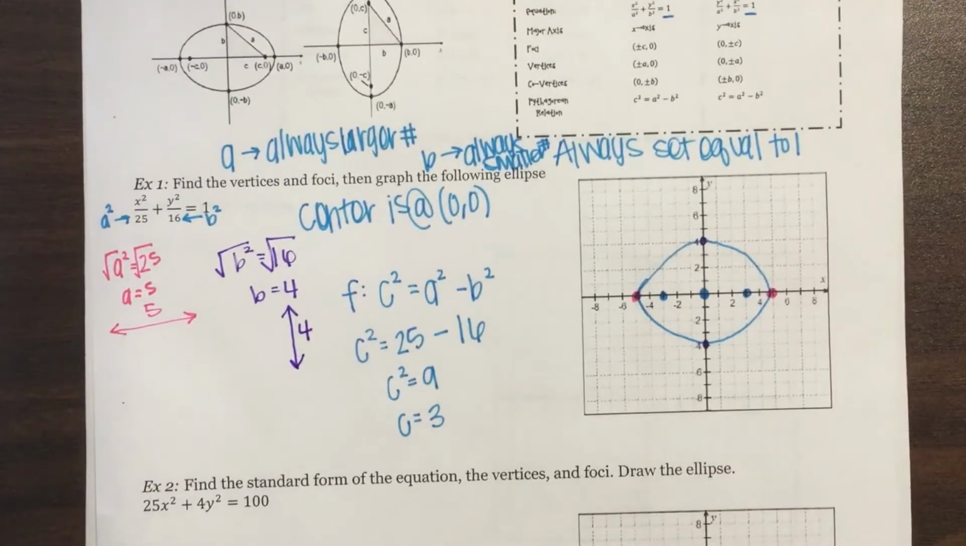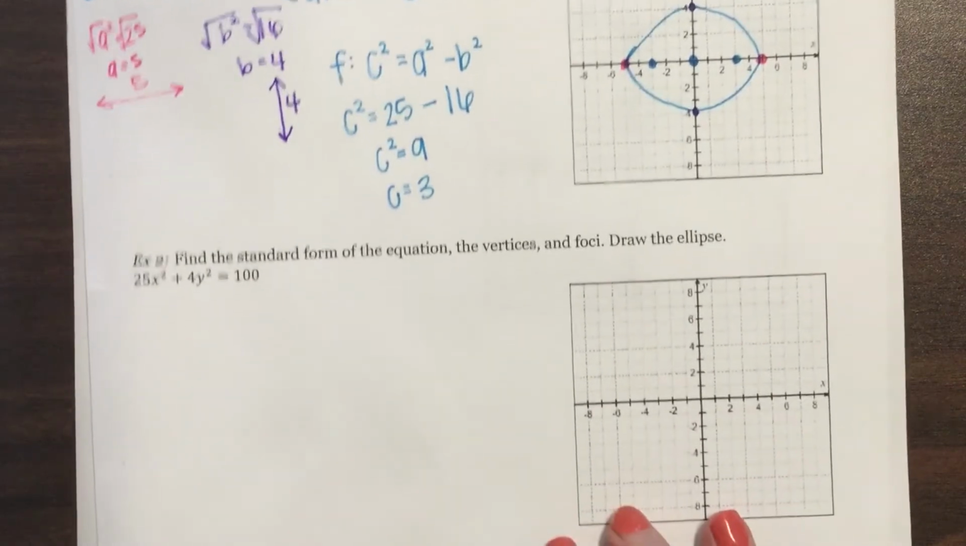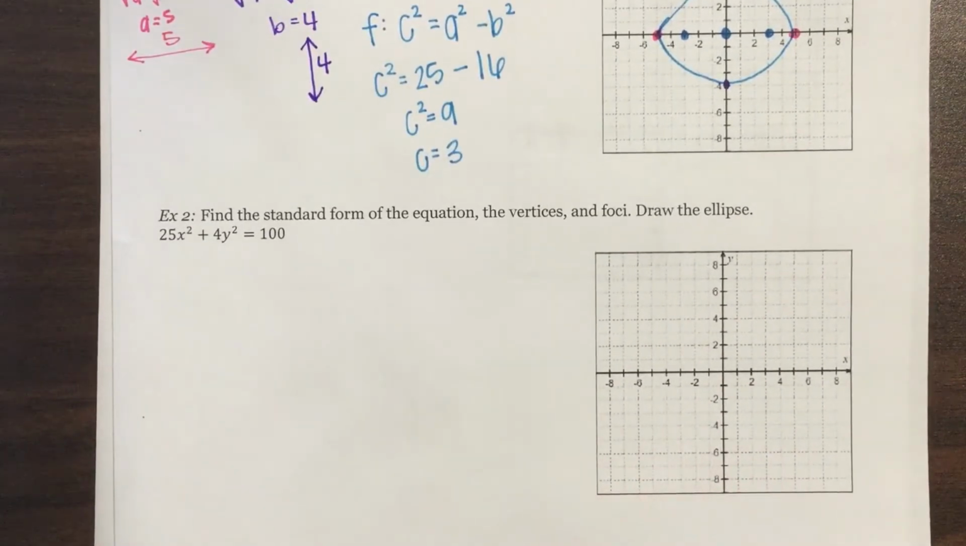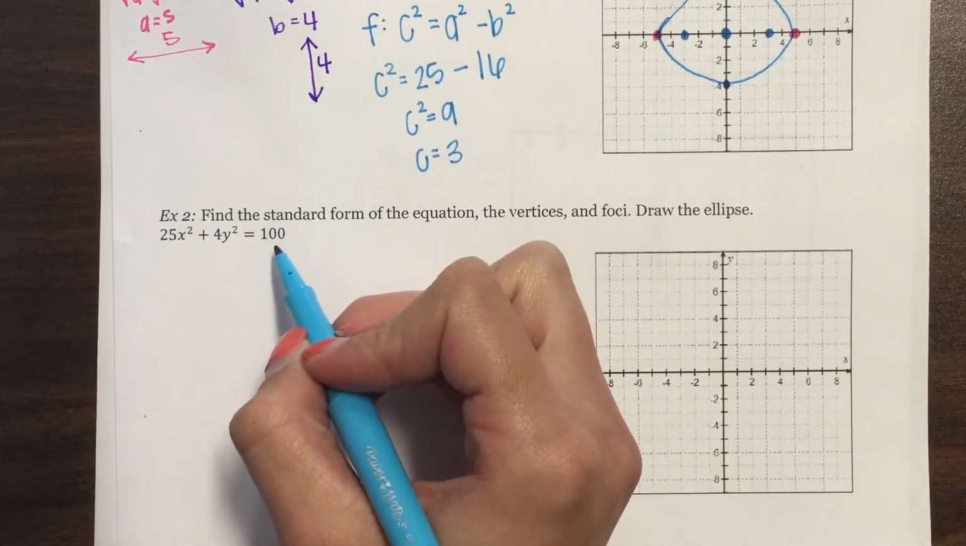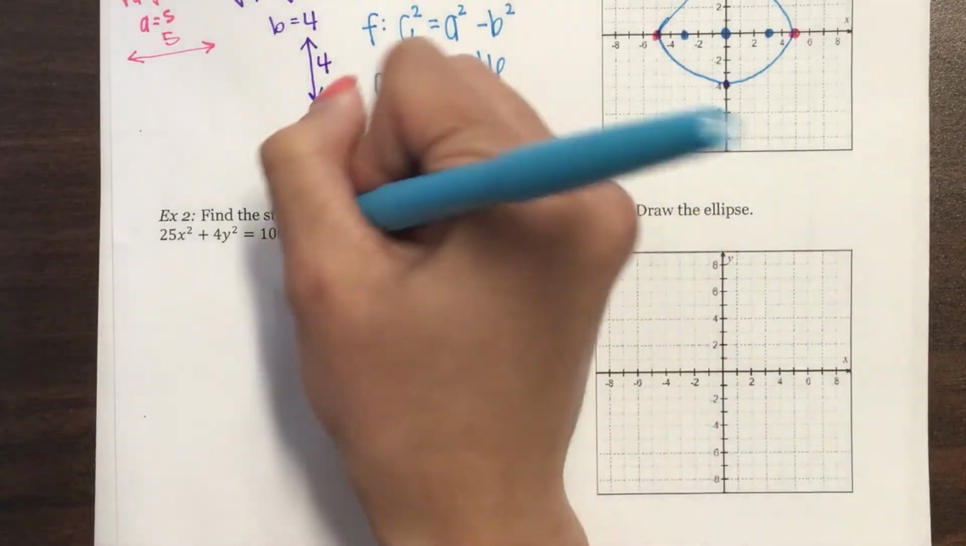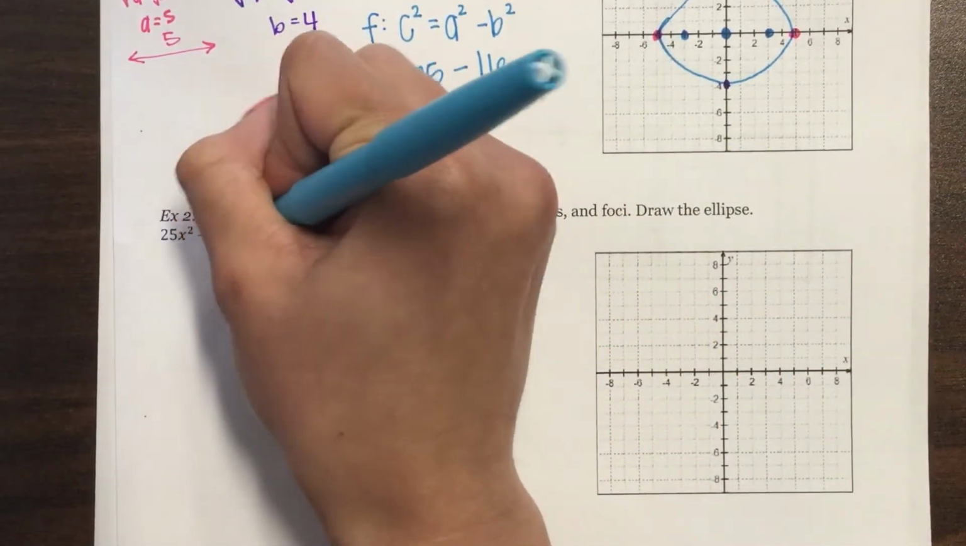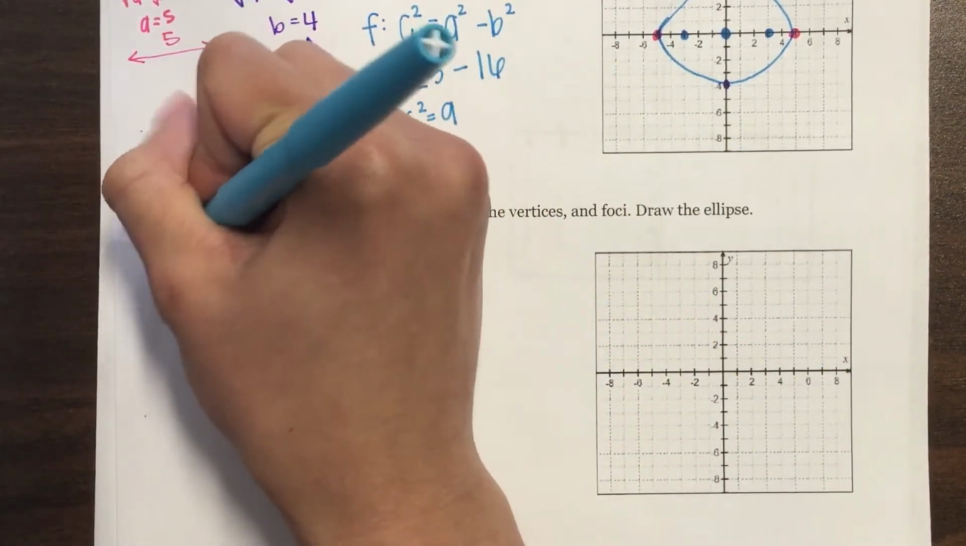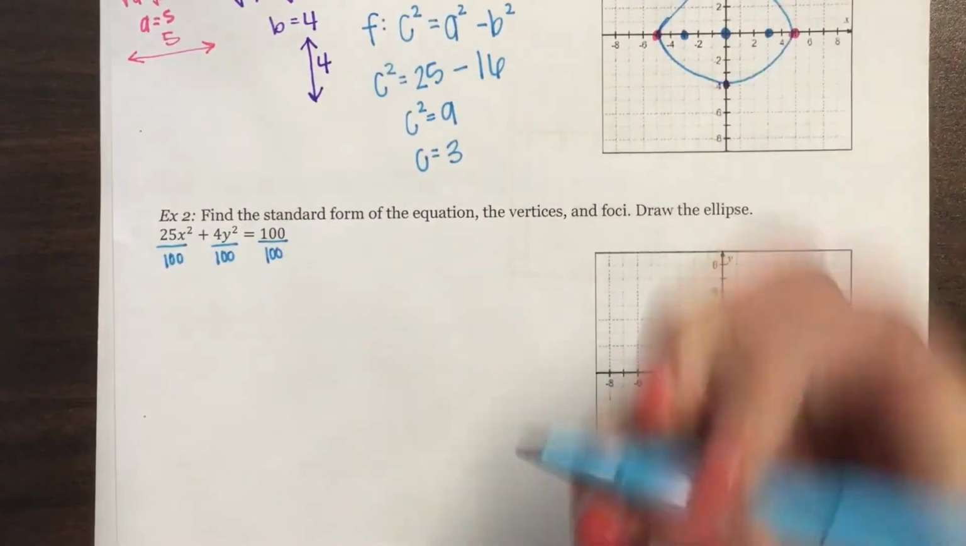Okay. Let's do this next one. So we have to put this in standard form, then find the vertices, and then the foci, and draw the ellipse. Remember, this always needs to be set equal to 1 if it's an ellipse. In order to set this equal to 1, this is 100 right here. That's not 1. But 100 divided by 100 is 1. So I'm going to divide everything here by 100. Okay, and then I'm just going to simplify this down.